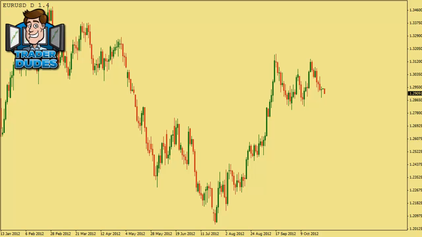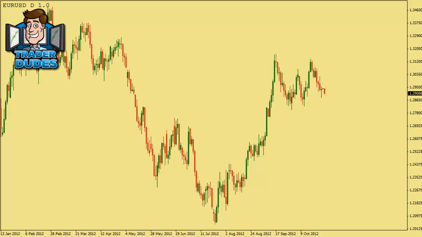and how long I expect to wait for a setup to appear, because I think a lot of new traders expect action all the time, but trading really isn't like that. So let's just get straight into this analysis.